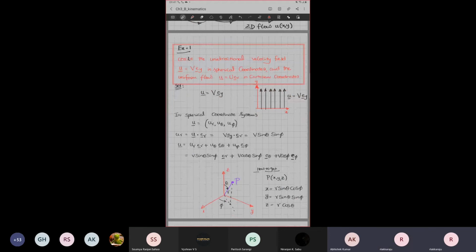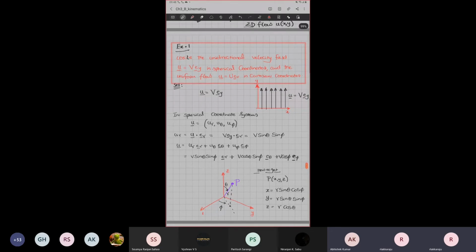Shall we look at one short example to really see mathematically how to quantify these 2D flows, 1D flows? So let us look at this example. Very simple thing. Write a unidirectional velocity field u equal to some constant capital V multiplied by e_y in spherical coordinates, and the uniform flow u equal to some constant capital U multiplied by e_r in Cartesian coordinates. If we talk in terms of math, it will be in that way.